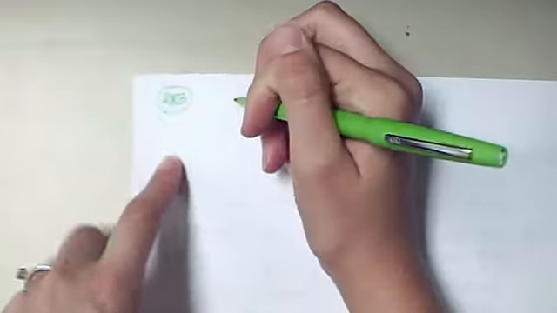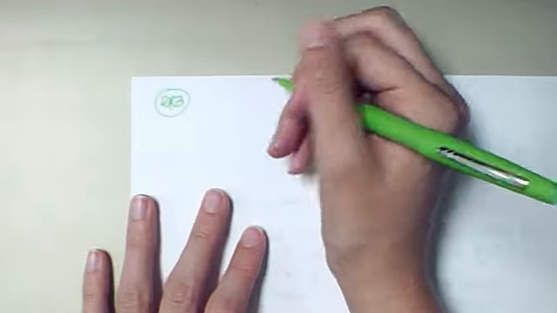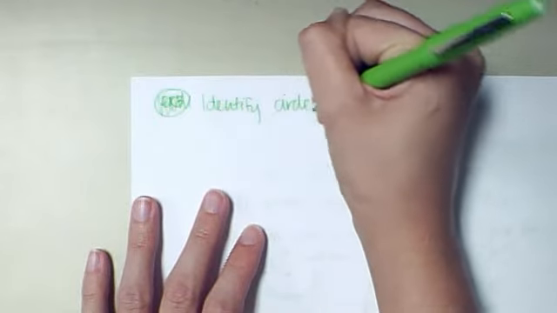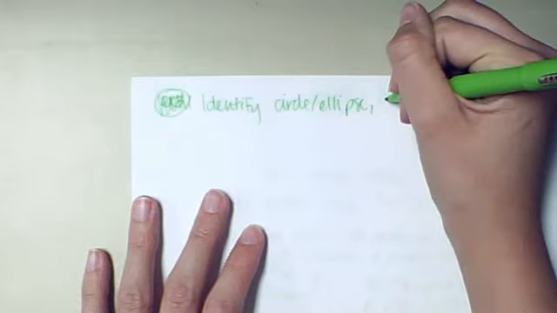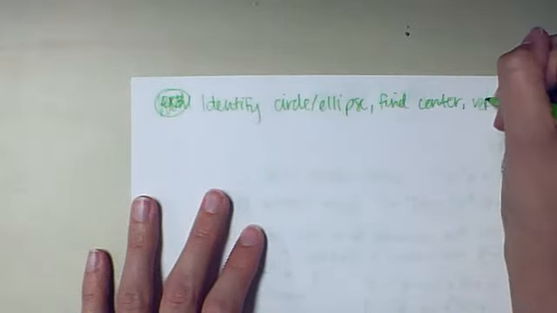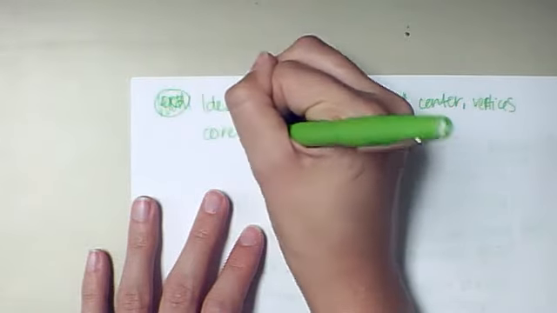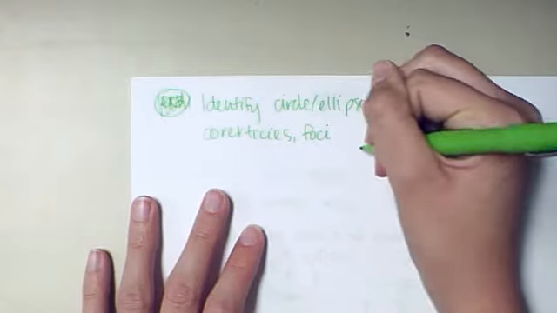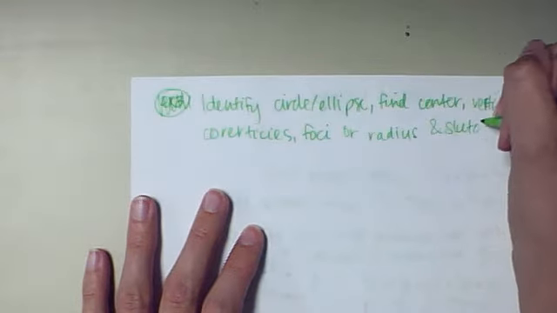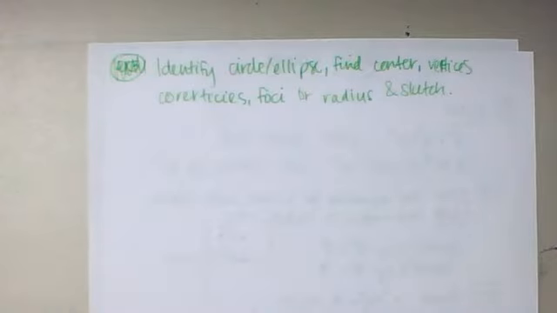Let's look at a couple of examples of how to do this. So example number 3. I want you to identify the conic as a circle or ellipse. Find the center, the vertices, the covertices, and the foci, or the radius as it applies, and I want you to sketch. So figure out what kind of shape it is, tell me the stuff that applies to it, and give me a sketch of it.